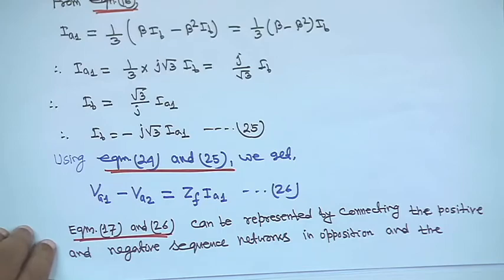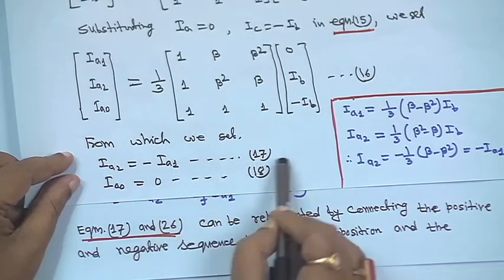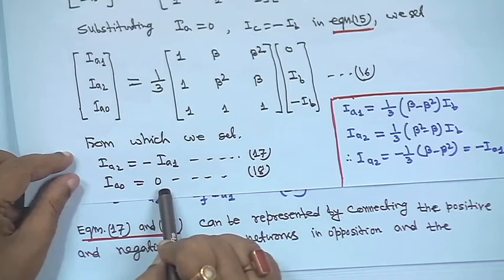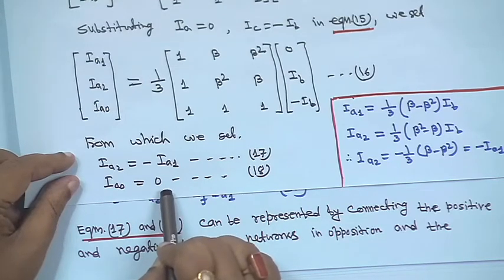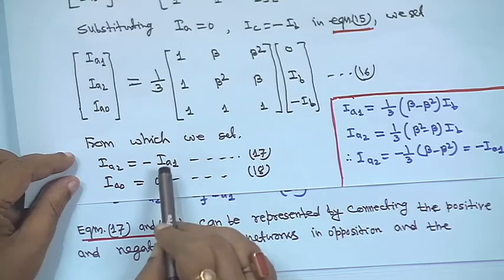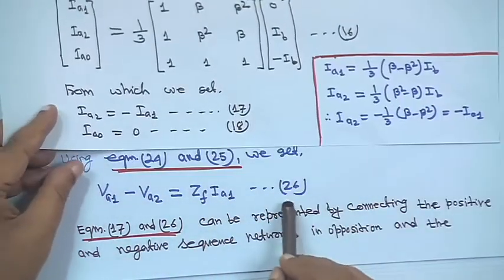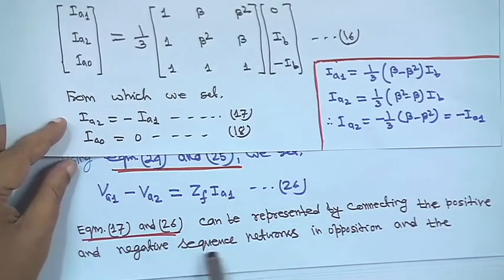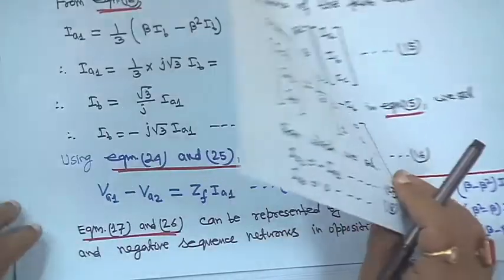So I have to come back to equation 17. This equation 17 says IA2 is equal to minus IA1. Equation 18 also suggests that the zero sequence network will not come up here, because IA0 is equal to 0. So from equation 17 and equation 26, this can be represented by connecting the positive and negative sequence networks in opposition, and the equivalent circuit is shown.